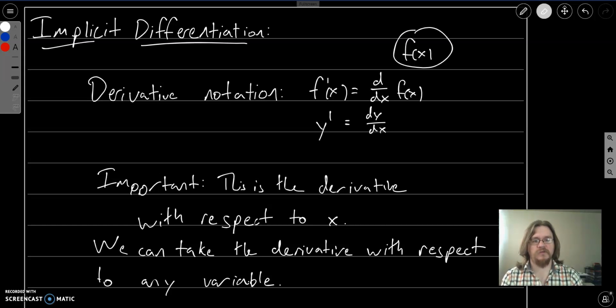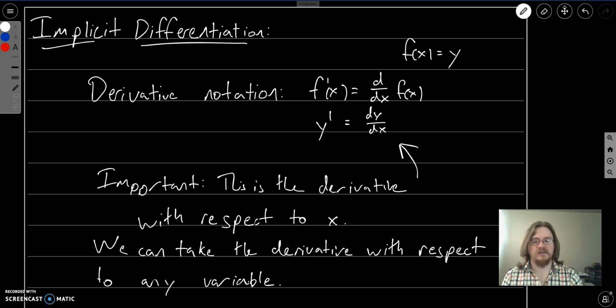And if we're graphing our function, we normally represent our function on the y-axis. So here, y is just going to be some function of x, and when I take its derivative, I can either write y prime, or I can write dy dx. And this is the derivative with respect to x.